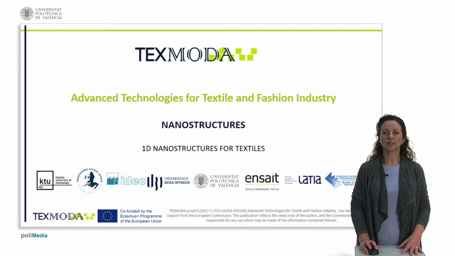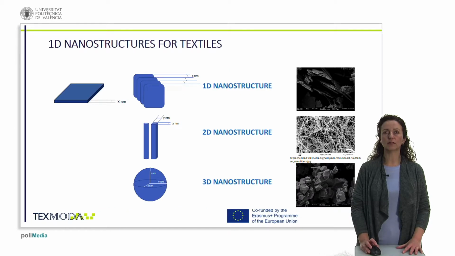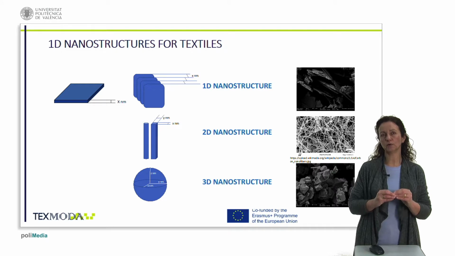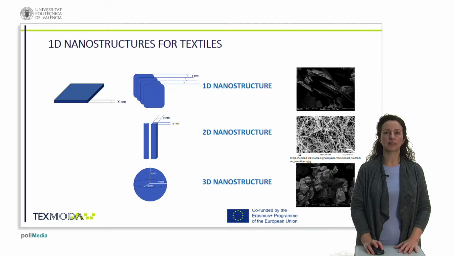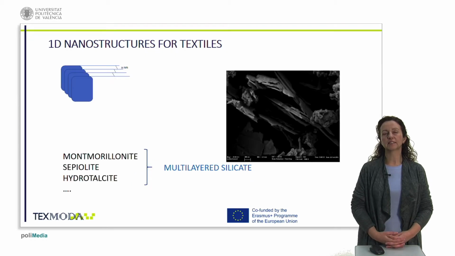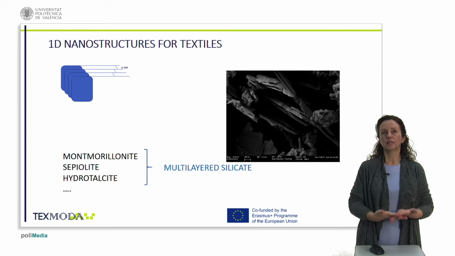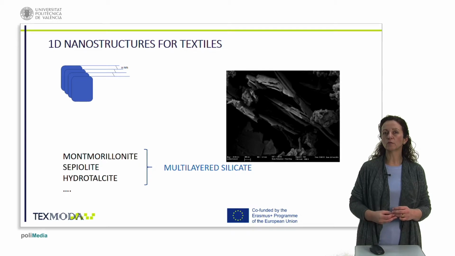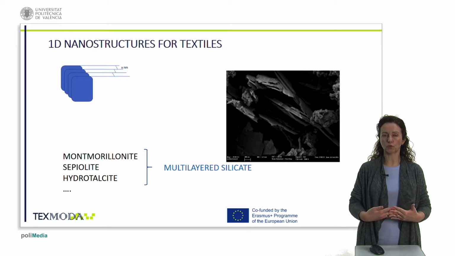Well, we define one-dimension nanostructures as the products that have one nanometric dimension. One of the dimensions of the product is nanometric. So, according to this definition, different nanostructures that could be used or are being used on textiles could be multi-layered silicates, for example montmorillonite, sepiolite, hydrotalcite. We've got a wide variety of multi-layer silicates which could be used on textiles.